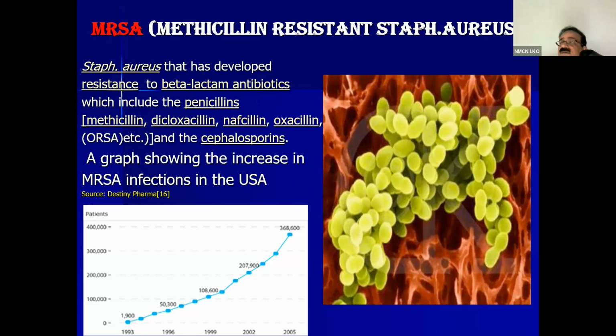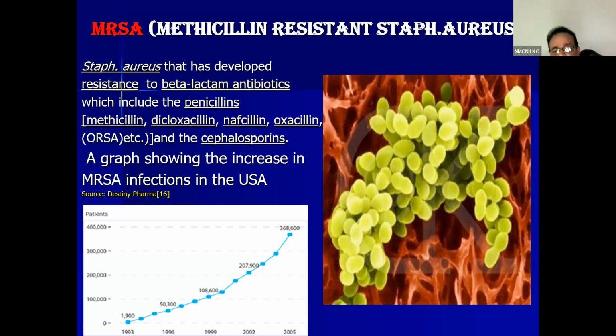Now, a few words about MRSA. This is not uncommon nowadays, methicillin resistant Staph aureus. These bacteria are resistant to beta-lactam antibiotics. What are the beta-lactam antibiotics? Penicillins like methicillin, dicloxacillin, nafcillin, oxacillin, and all cephalosporins. And they have become a menace.